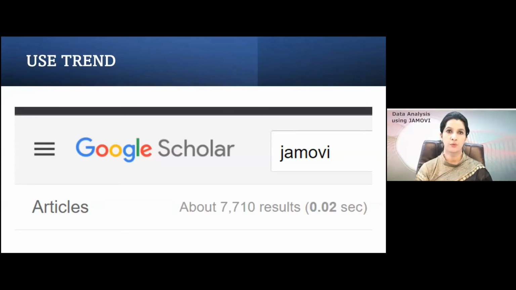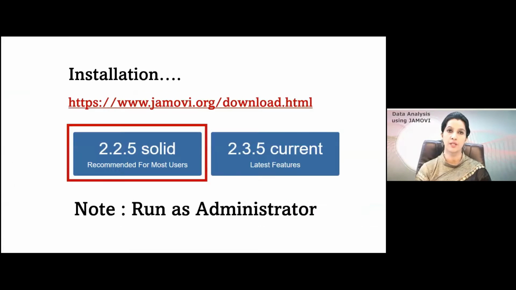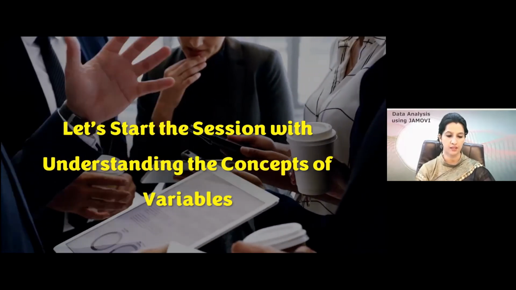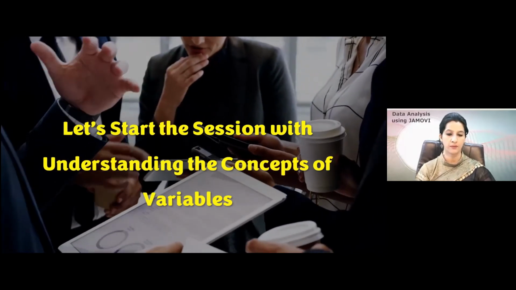So the use trend, if you see this, for articles, there are 7,710 results which have used Jamovi as a platform. And for installation, you have received the instructions that this 2.2.5 solid version is what you have to download. So we will start the session by understanding the concept of variable.